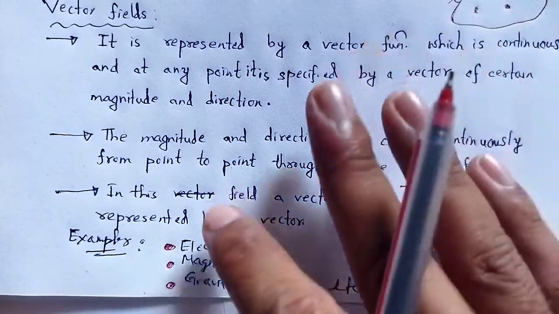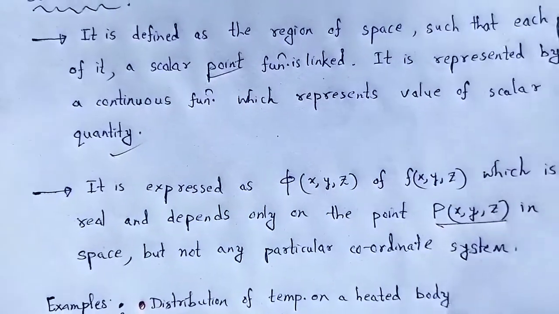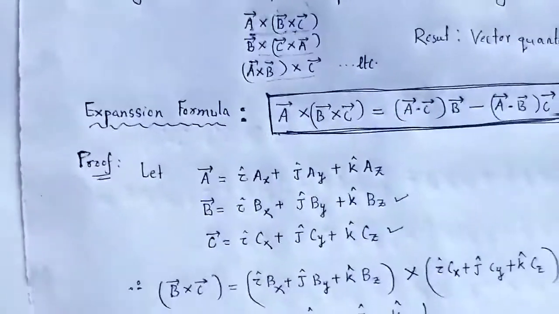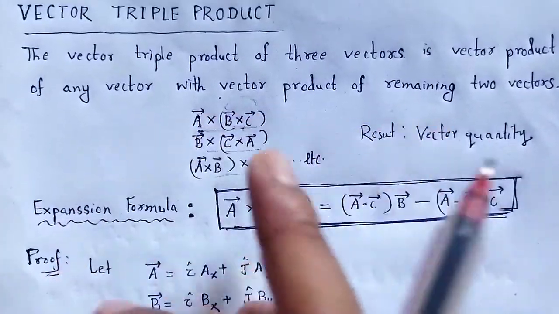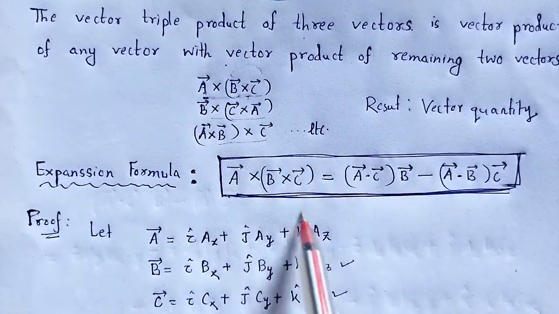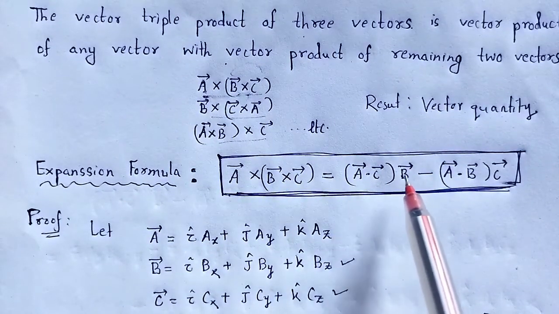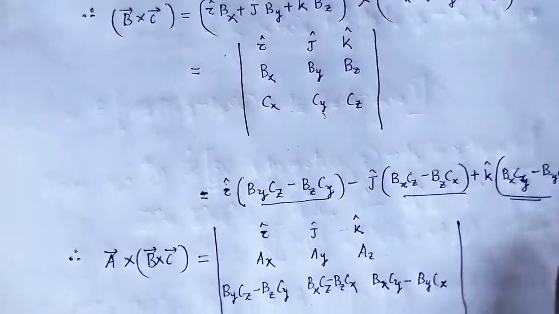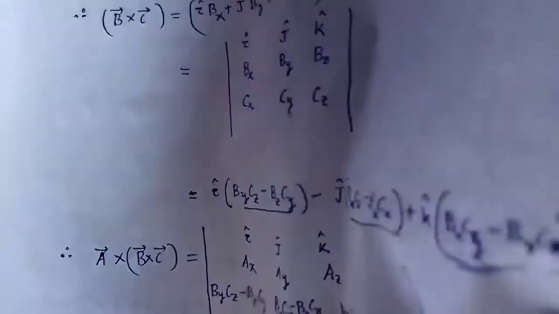With this video lecture, we have to understand many concepts regarding the vector triple product. Let us see them one by one. The vector triple product is the product of three vectors, and the expansion is a cross b cross c equals a dot c times b minus a dot b times c, and we prove this expansion formula.